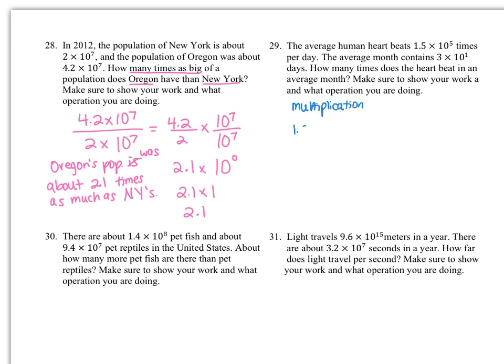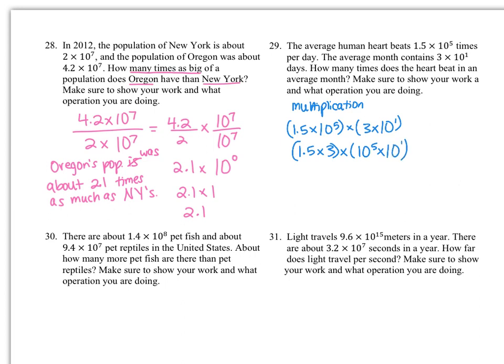So we're going to do 1.5 times 10 to the 5th times 3 times 10 to the 1st. Since it's multiplication, I do not need a common power, and I can rewrite and multiply their factors together times their powers of 10.